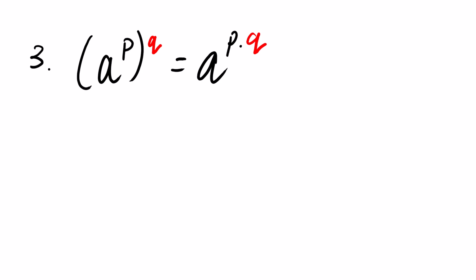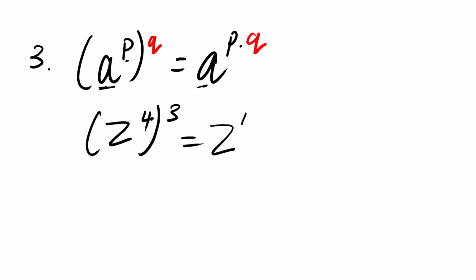The third law is power of power. So suppose we have a term which is a raised to the power p inside the bracket, raised to the power q. The answer will be a raised to the power p multiplied by q. We simply multiply the powers. So for example, let's say we have z to the power 4, all raised to 3. The answer will be z to the power 4 multiplied by 3, which equals z to the power 12.